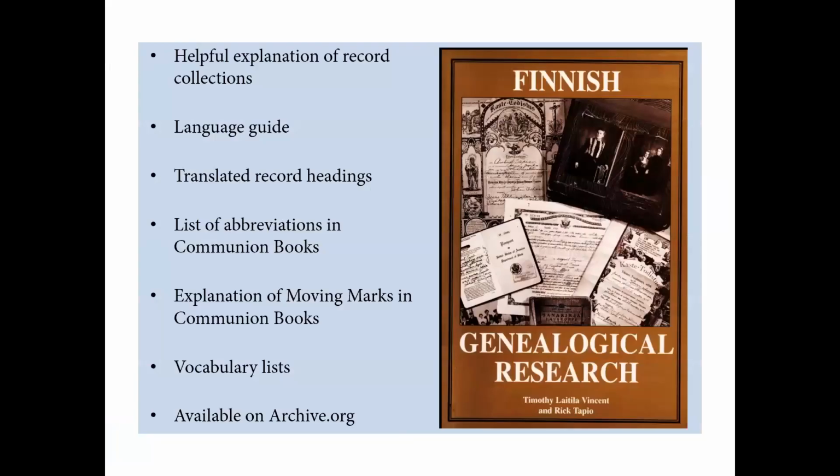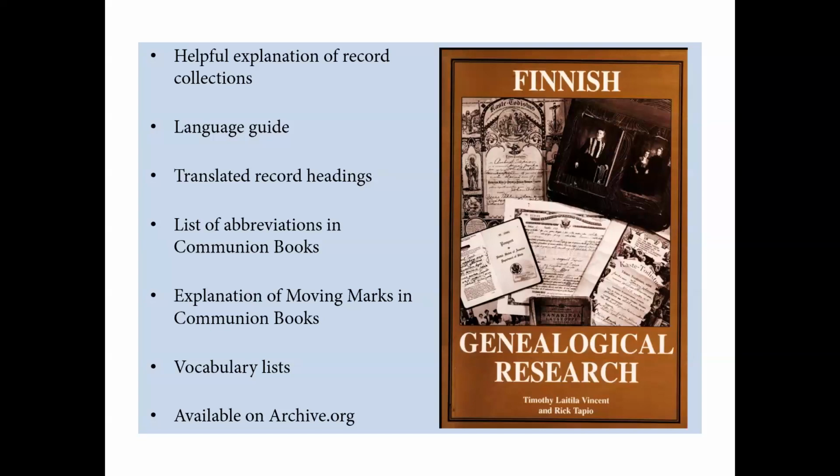And finally, this is the guide, the Finnish Genealogical Research. I think this is the best guide. It does a really great job of talking about context, historical context of the church, why records were created. You have those vocab lists. The explanation of the moving marks is also included there. So again, it's available on archive.org. You can borrow it for an hour at a time. So that's super handy as well.